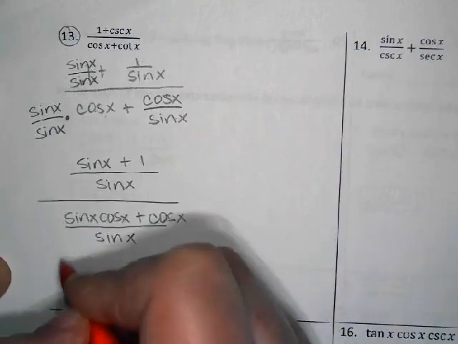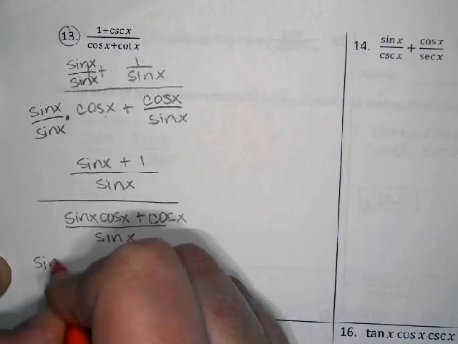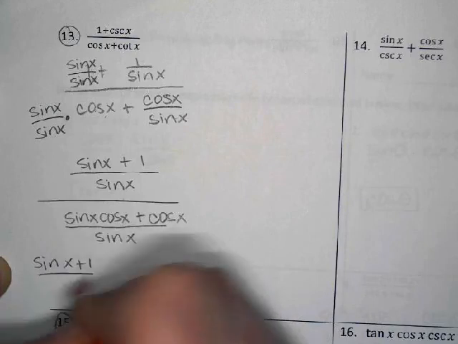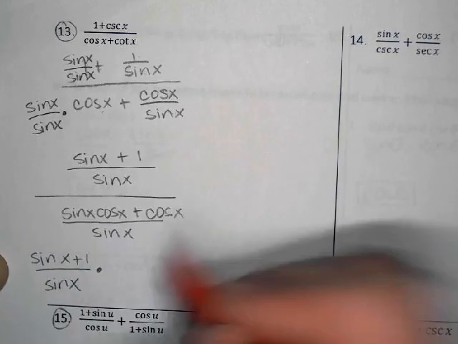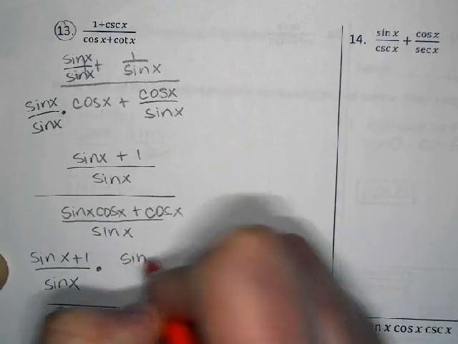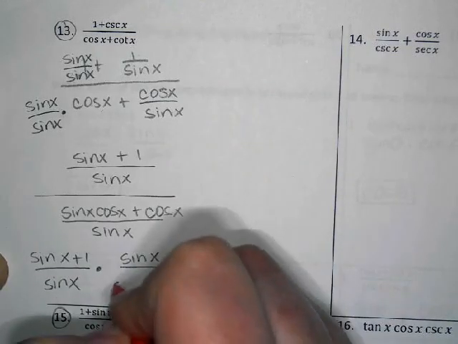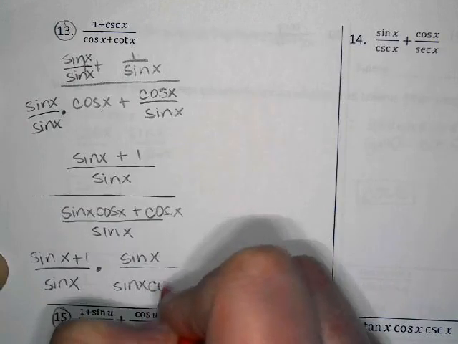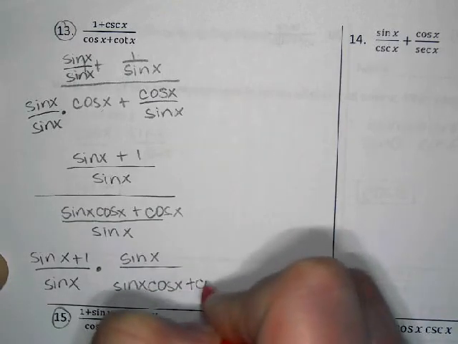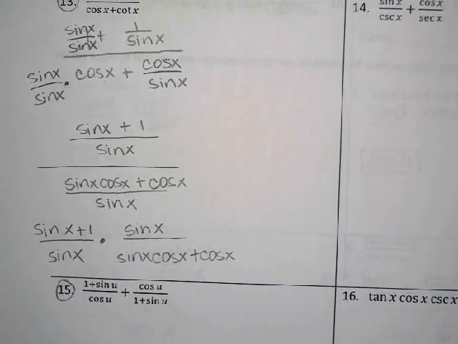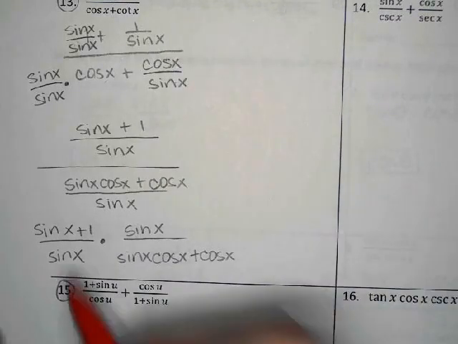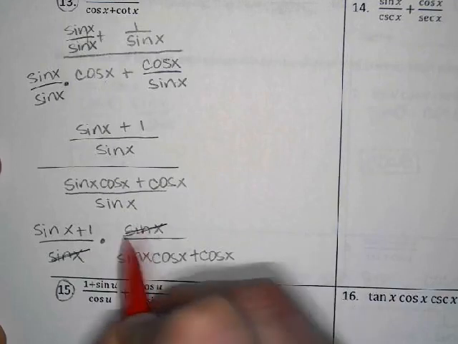So I'm going to keep the first fraction the same, sine x plus 1 over sine x. Change it to a multiplication problem, and then flip the second fraction. Sine cos plus cos. Okay? And algebra tells us what could cancel. The sine on the bottom, the sine on the top, those can cancel. Okay?